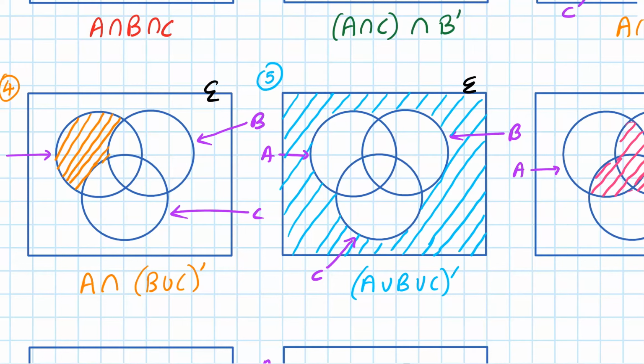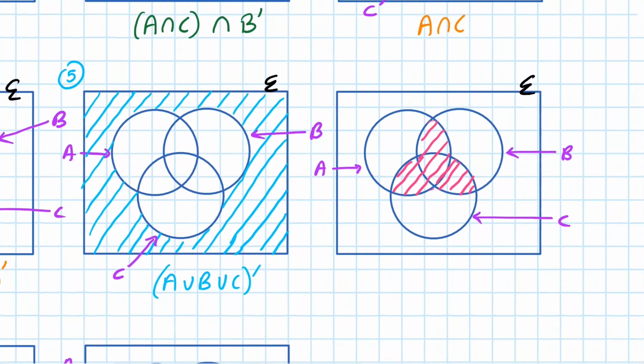You must put a bracket. Remember that. You can't write A union B union C dash. That's a different subset. Moving on. Number 6.